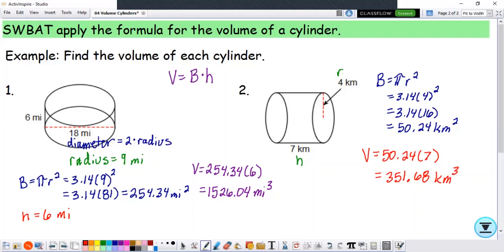cubic kilometers. So again, finding the volume of a cylinder is just like finding the volume of any prism. It's just that your base is in the shape of a circle. So you're still going to use area of the base times the height to find the volume of any cylinder.